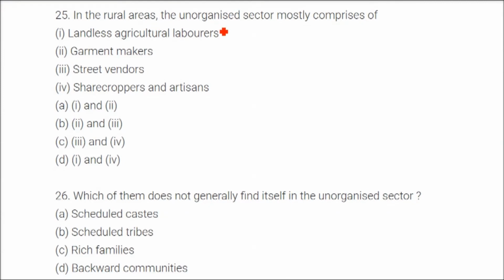In the rural areas, the unorganized sector mostly comprises of landless agriculture laborers, garment makers, street vendors. It is rural areas, so street vendors are not there. The sharecroppers and artisans. So first and fourth we can take. D is the answer. Which of them does not generally find itself in the unorganized sector? So it is rich families. They generally don't go to this unorganized sector.